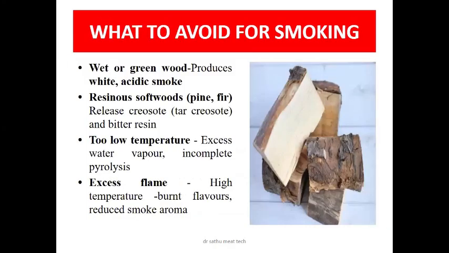What to avoid for smoking? What we should avoid, we already talked about that. The wood that we use should not be green wood. It should not be a soft wood. It should not be a wet wood. Because soft wood, wet wood, and green wood all produce white, puffy, or black smoke, and the smoke is more acidic and gives a bitter taste.